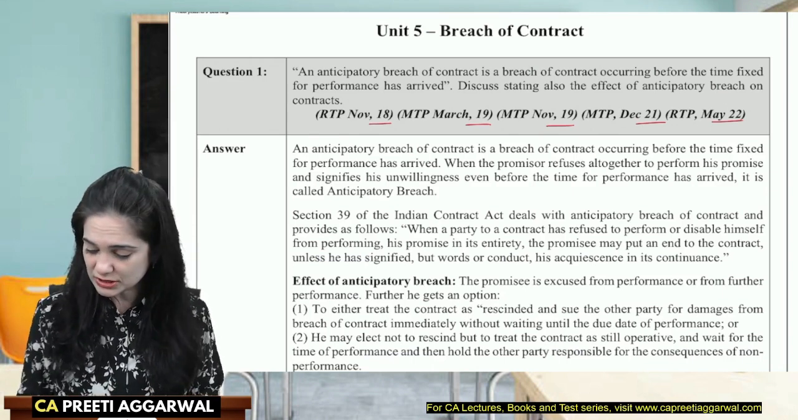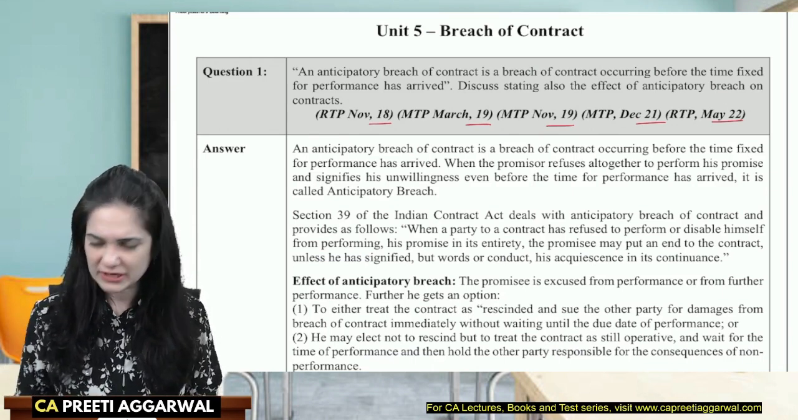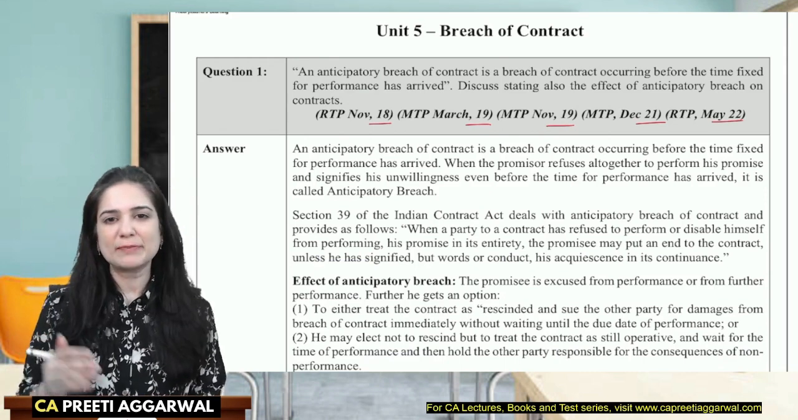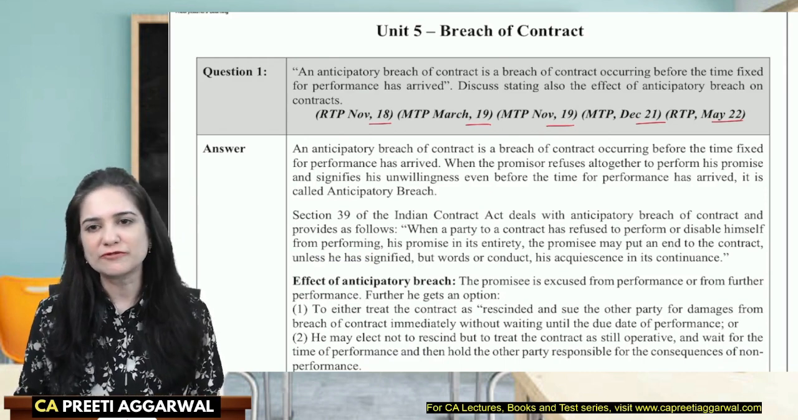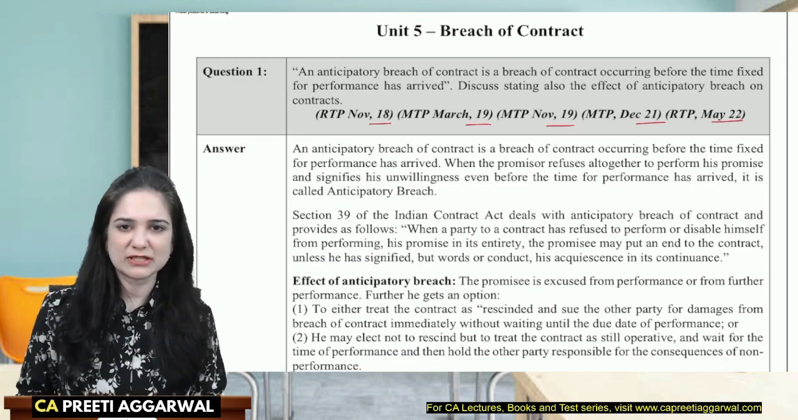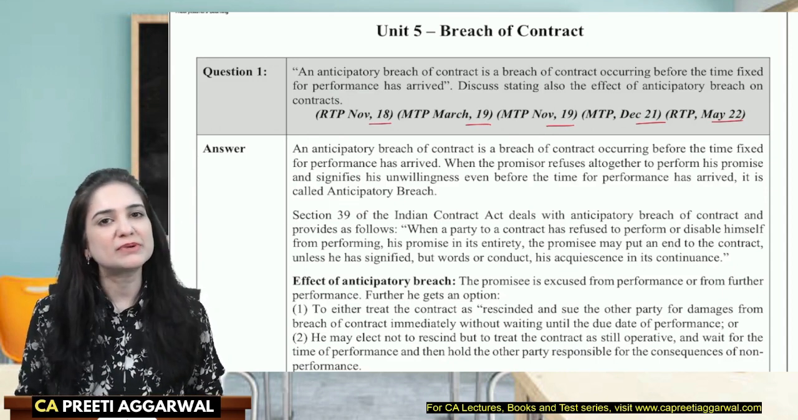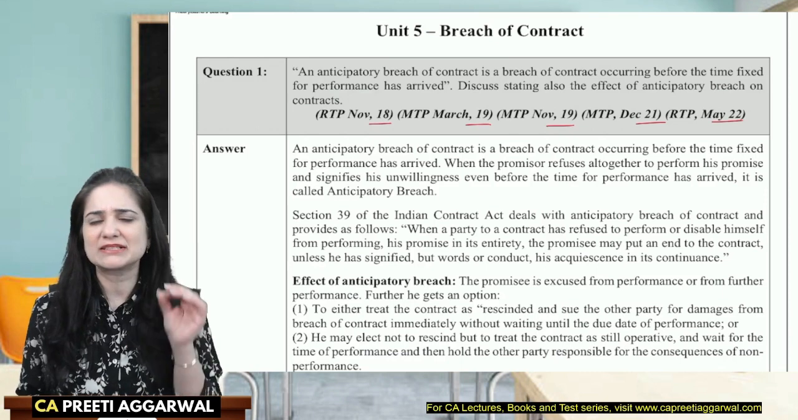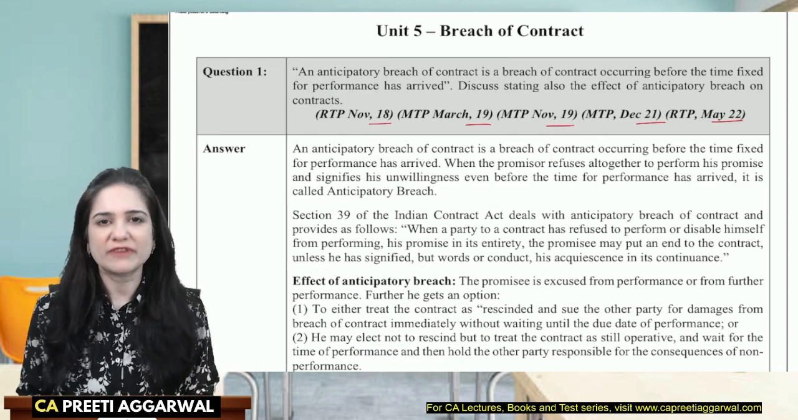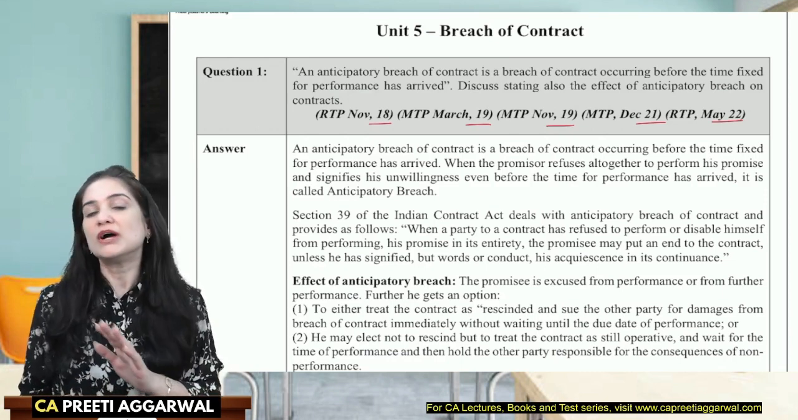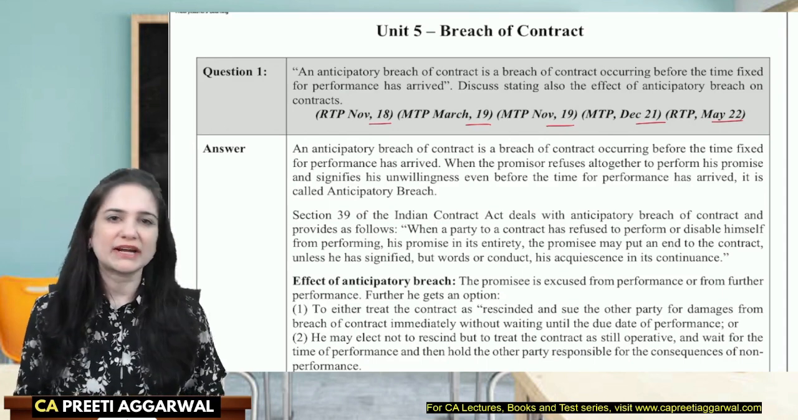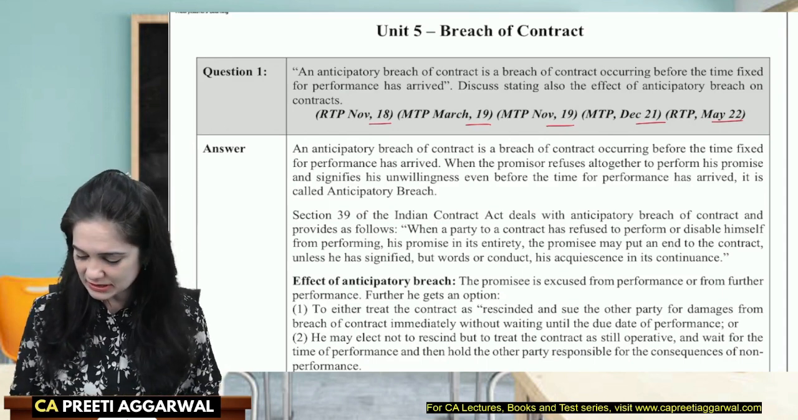So students, anticipatory breach of contract, it's a theory question. Anticipatory breach of contract is a breach of contract occurring before the time fixed for it. Discuss, stating also the effect of anticipatory breach on contract. So basically, it is a theory question on the concept of anticipatory breach. You're just expected to explain Section 39, anticipatory breach of contract. So what have they mentioned here?